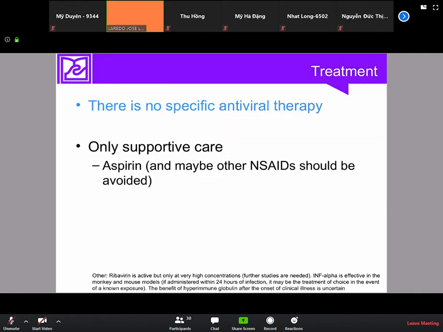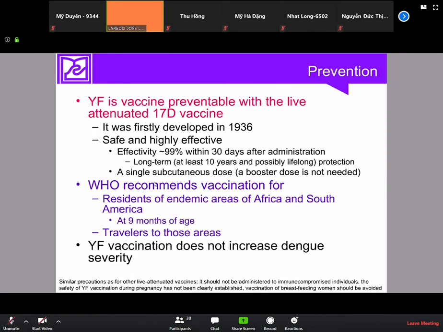We don't have any specific antiviral therapy. The treatment is only supportive, symptomatic. Like dengue, aspirin and other non-steroidal anti-inflammatory drugs should be avoided, because we know, you will study in biochemistry and you will study in pharmacology, that these drugs interfere with the function of platelets. So they are not allowed for patients with dengue and for patients with yellow fever.